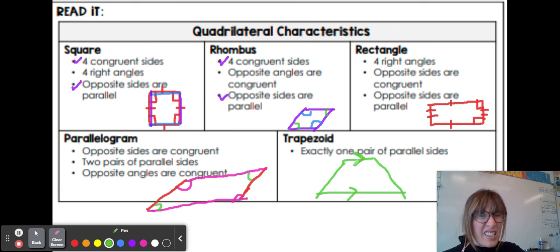So a symbol you might see is this little arrow like this, and this can tell you that these two lines are parallel.